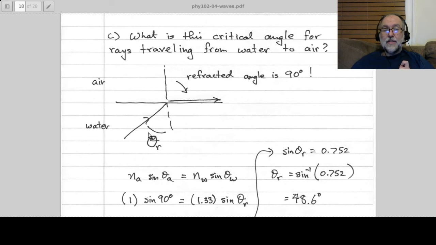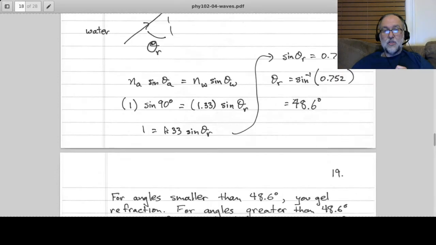Okay, if this angle here is bigger than 48.6, this interface between water and air no longer can support refraction. It just turns into a mirror. It becomes reflection. It goes from refraction to reflection. And so if this angle were bigger than 48.6, say this angle is 50 degrees, that ray would come in here, and then it would just bounce and go right back down into the water. Okay, and that is known as total internal reflection.